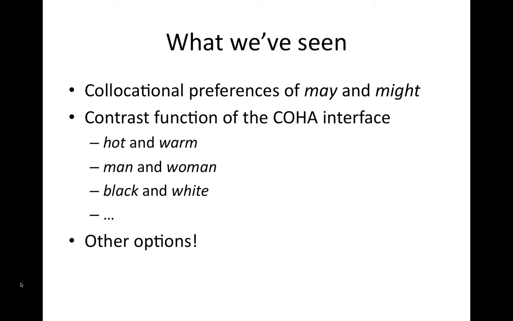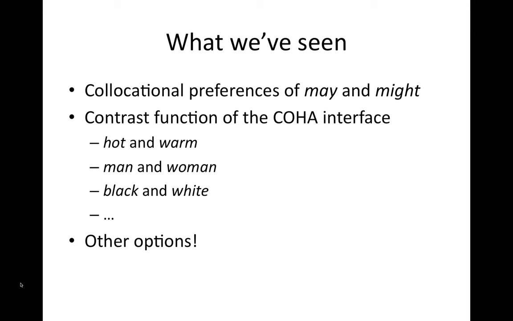Okay, I promised some more ideas for linguistic motion charts, and here they are. What we've seen in the last tutorial was a study of the collocational preferences of may and might and how they changed over time. That was done using the contrast function of the Koha interface. And you can imagine you could do very similar studies with pairs of synonyms like hot and warm, or pairs of antonyms like man and woman or black and white, and stuff like that.